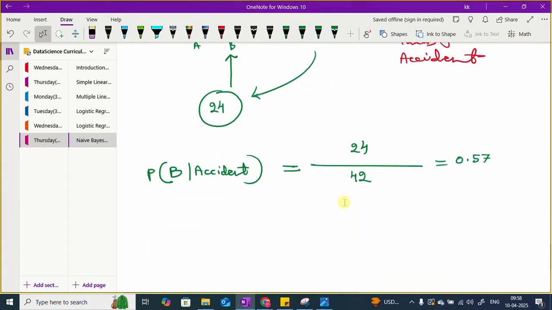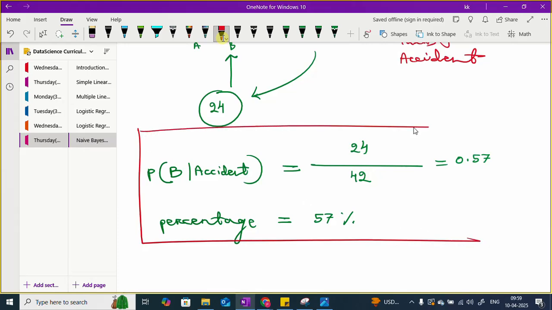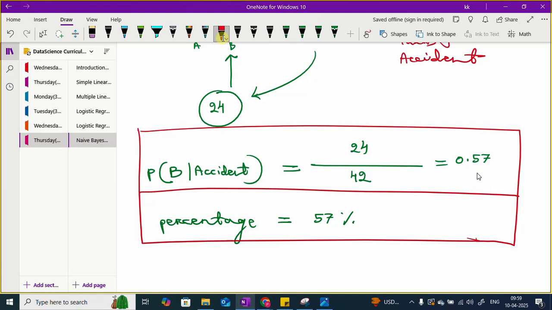If the question is asking, tell me in percentage, then it will become 57%. Guys, this is the answer that the interviewer is looking for. If it's asking in terms of probability, you have to give this answer. If it is asking in terms of percentage, you have to give this answer. Any doubt so far, guys? Please let me know.